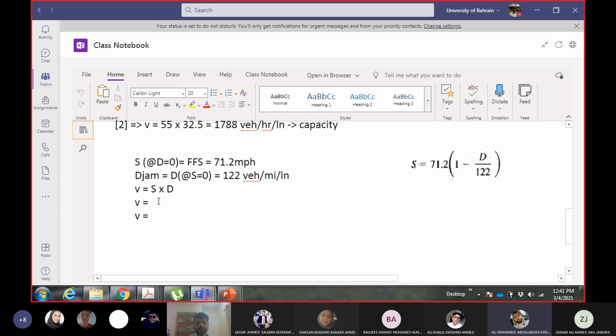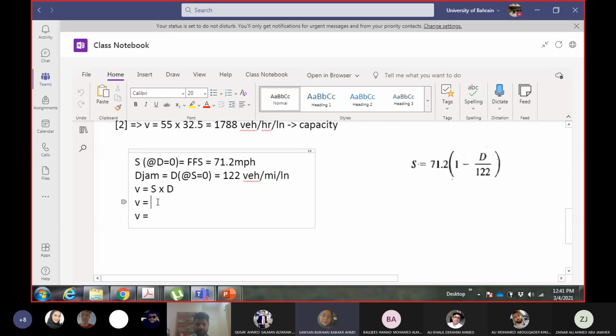Equation between flow... For density, we'll just replace the S with the equation, the 71.2. No, I don't need the value. I'm talking about the equation, like we developed equations 4 and 5 in the previous example: V equals something into D minus something into D squared in this term.